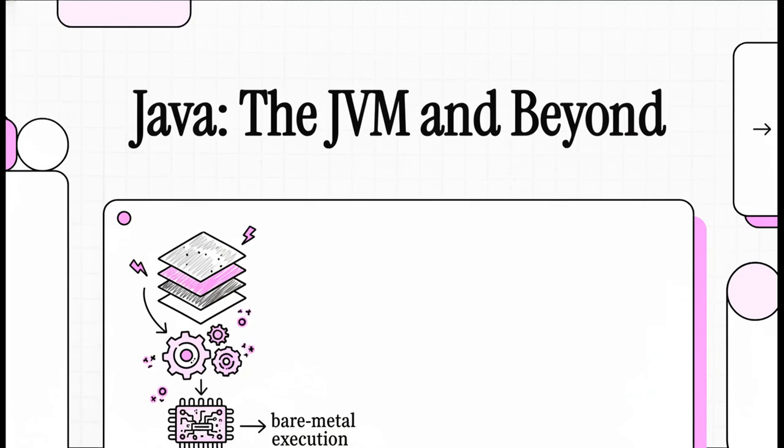Welcome to this explainer. Today, we're going to literally peel back the layers of Java's architecture. This is a language running on billions of devices worldwide right now. We're going on a journey to discover exactly how this legendary programming language processes your code. We'll track it all the way from the high-level syntax that you and I can easily read, straight down to the bare metal execution on your machine.